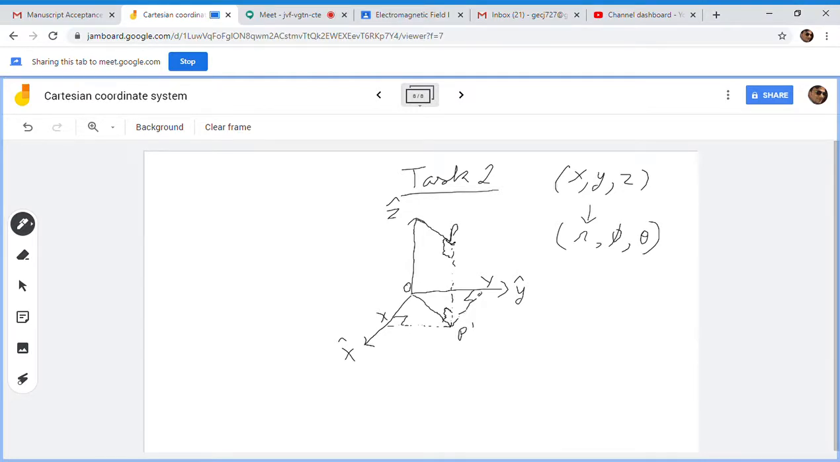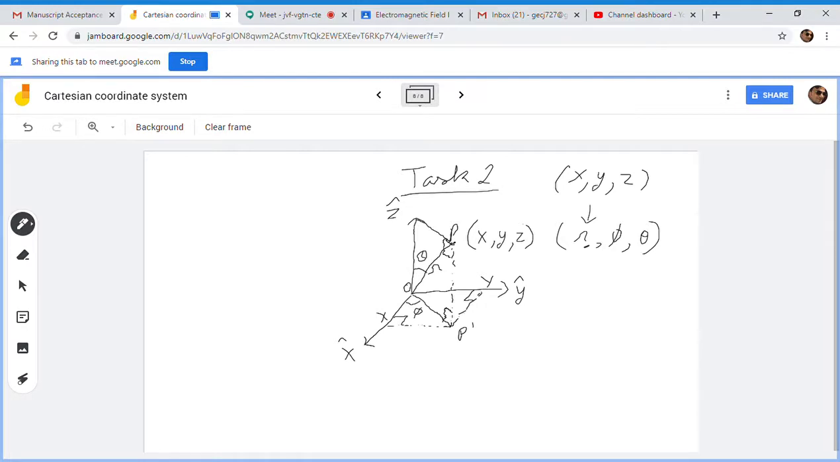x, y and z. Okay, and what you have to do is determine the length of this r. Now this is r, you have to determine this r. You have to determine this theta, what angle this r, the radius of this sphere, makes with this z axis, and this phi.